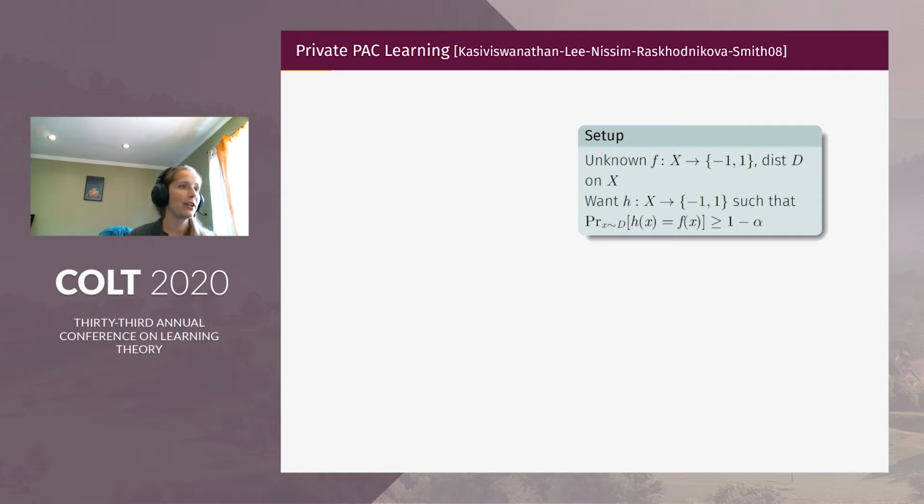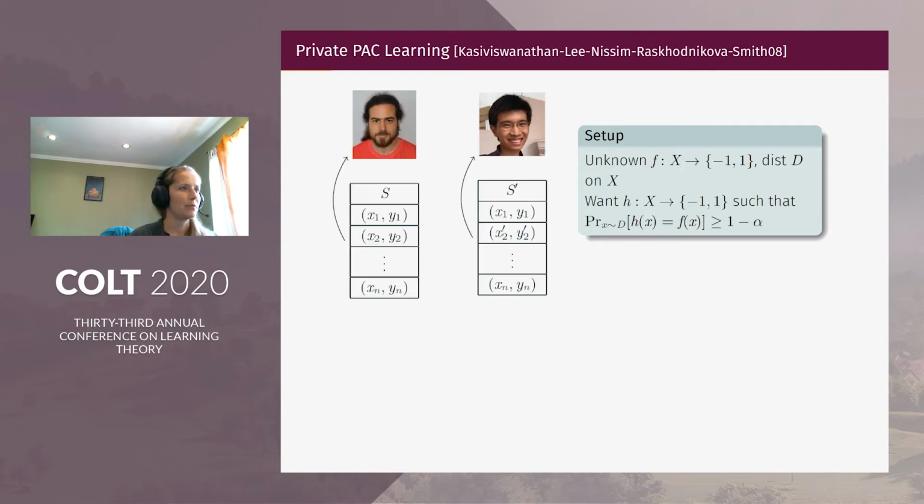We also want our learning algorithm to be private in that it should protect the privacy of individuals in the training data. So consider two parallel runs of our algorithm on neighboring samples S and S prime, where the only difference between S and S prime is that we've swapped out a single example. So here, the second example contains Marco's data, and this is our sample S, and then in neighboring sample S prime, we've swapped out Marco's data for Mark's data instead.